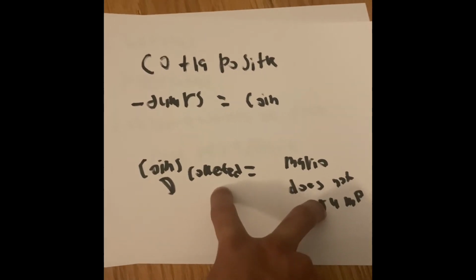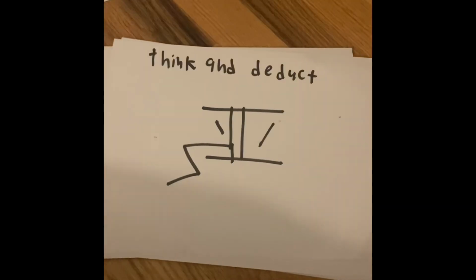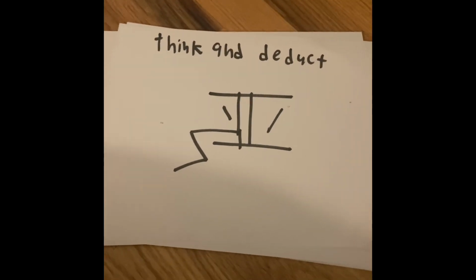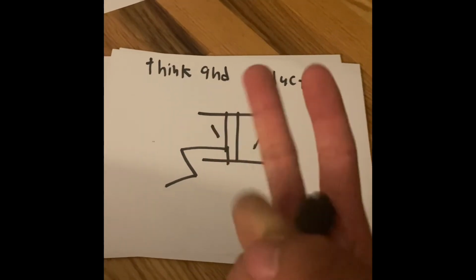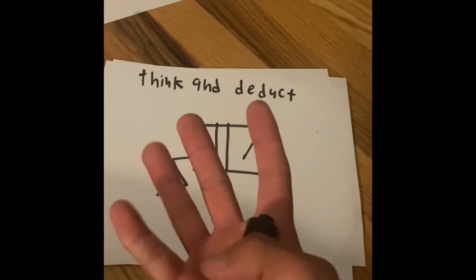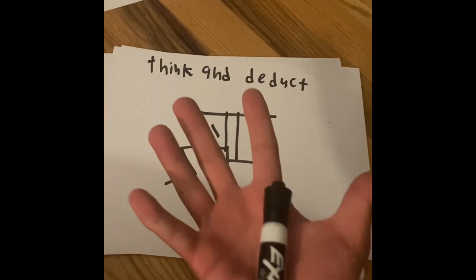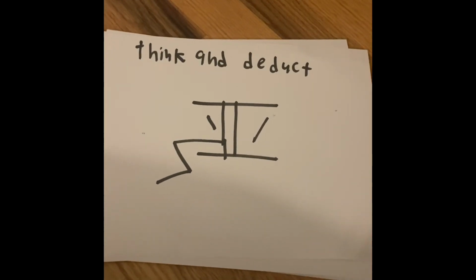And that is how we can understand to think and deduce in geometry. We learned about converse, a conditional, if-then statements, a negation, and a contrapositive. I hope this video has helped you.